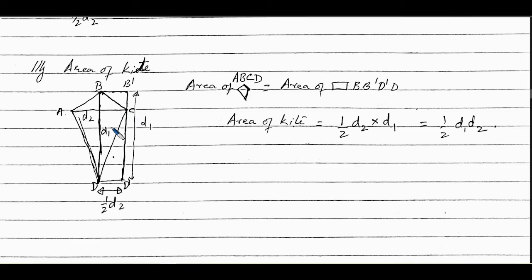Area of a kite you can similarly prove. Here again you take this one and put it here, and this one and flip it and put it here. So you have half of d2 times d1, meaning base into height.